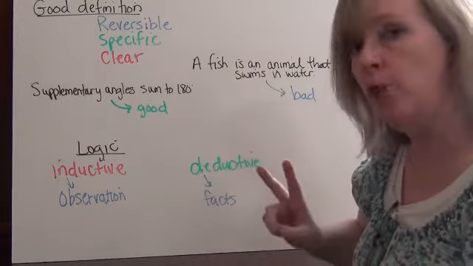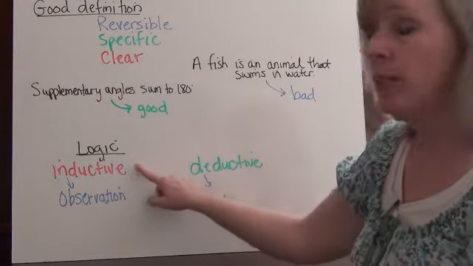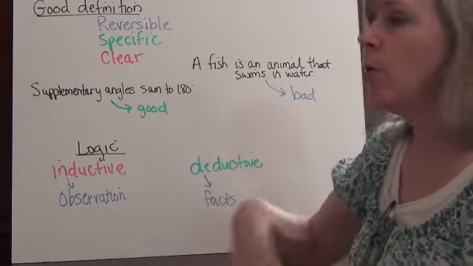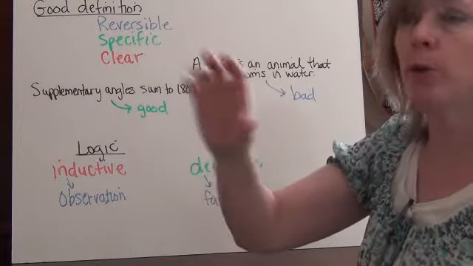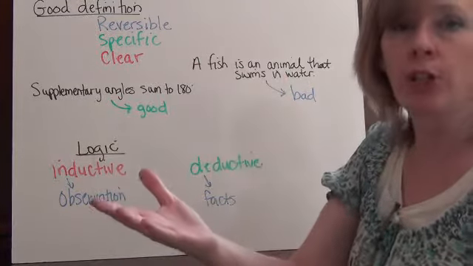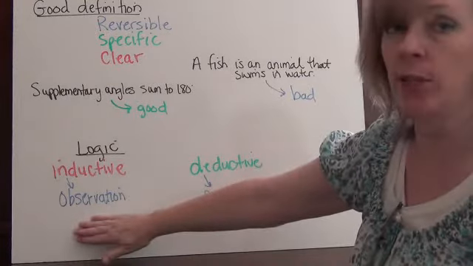Logic. We talked about two kinds of logic in this section. Inductive logic is based on observation. We're looking at patterns of figures or numbers or in the world, and we're making a conjecture on what we think is going on. That's inductive reasoning.